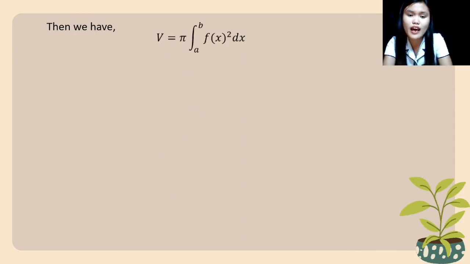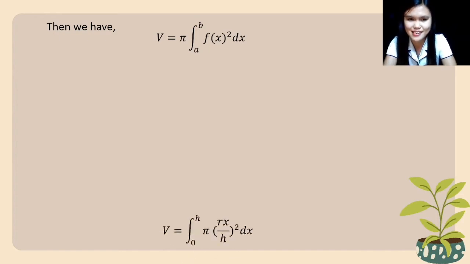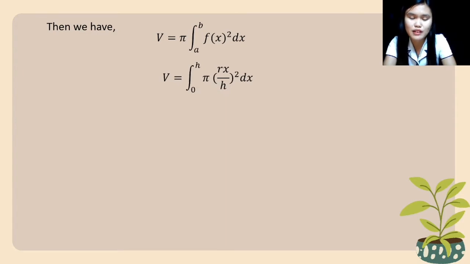So we will have then the formula for the disk method, and we'll derive the formula for finding the volume of a cone. So we have here the formula: pi integral from a to b of f of x squared dx. So substitute the given values. Our limit of integration here is from 0 to h. Then we have pi, and our f of x here is rx over h, squared, dx. We integrate with respect to x, because the given volume is rotated around the x-axis.